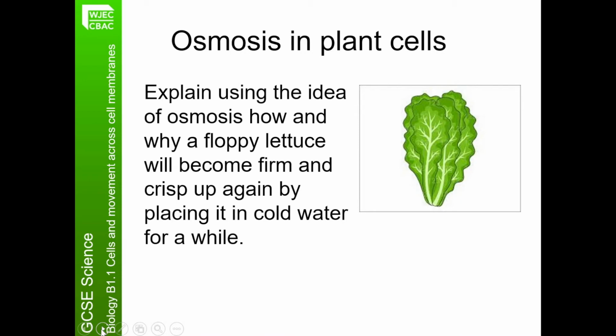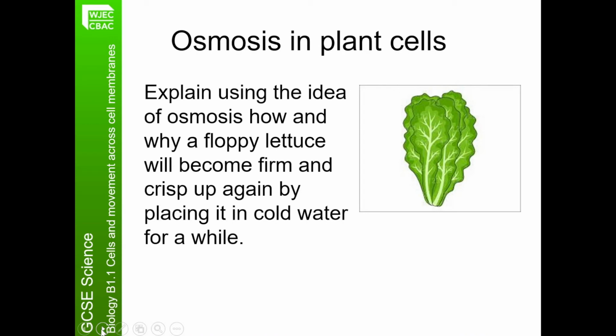So if you've got a lettuce that's just on its last legs, it's not dead, it's not going brown, but it's a bit floppy, okay, you put it in some ice cold water in a bowl and it will crisp up again. And the reason for this is because the cells inside the lettuce have less water than is outside in the bowl of ice cold water. So the water molecules start to move in from where they're in a high concentration outside the lettuce, through the semi-permeable membrane into the vacuoles of the lettuce cells.